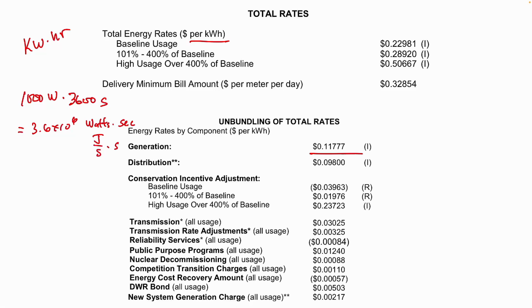Nuclear decommissioning? Sure, help clean up stuff. Competition transition, no idea. Energy cost recovery amount, that's a negative, so they gave me money back. DWR bond, what's DWR? Don't know. New system generation charge, whatever that means, right? So there's a whole bunch, and a lot of these are not things PG&E makes up. They are things mandated by state law, and some by federal law, about how power is sent around. So in the end, you're charged a certain amount for the energy that you use.